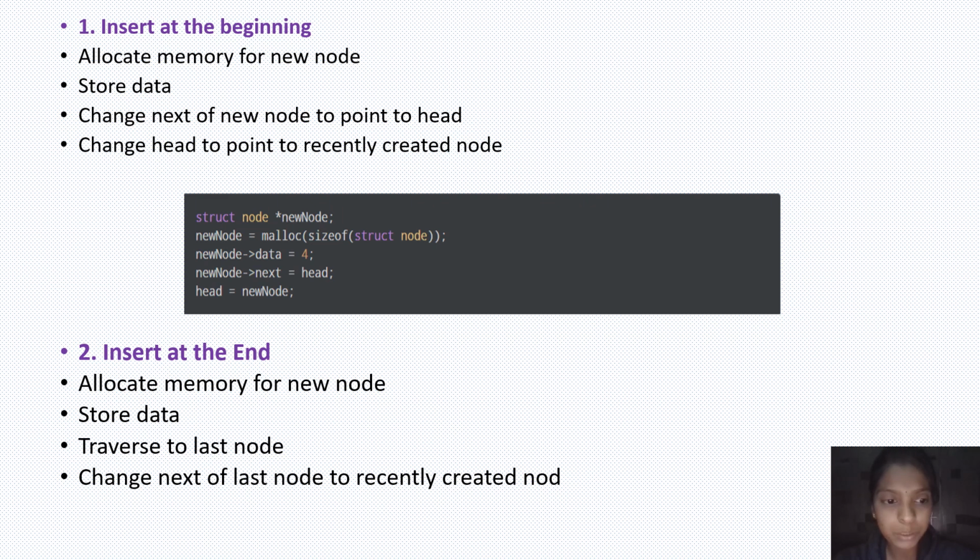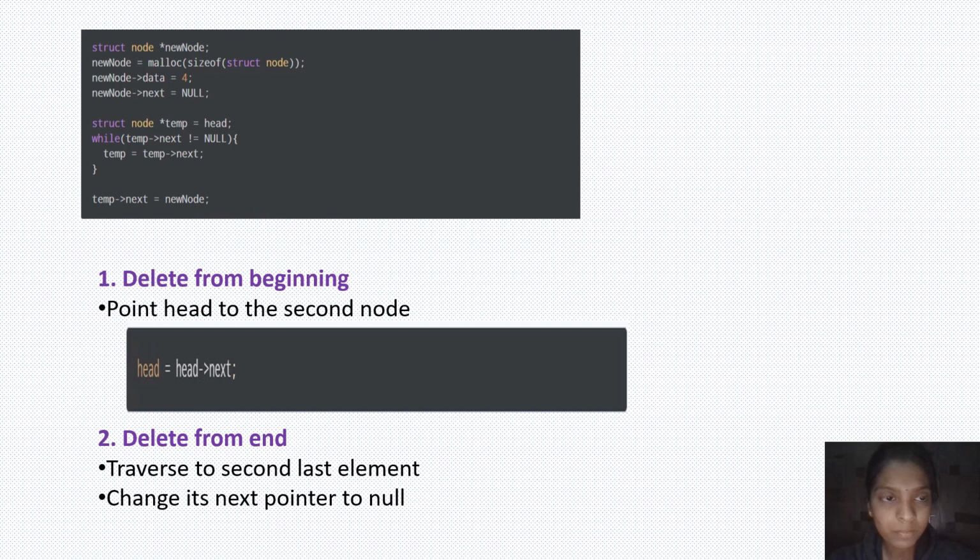Allocate memory for a new node, we have to store the data, traverse to the last node, and change next of the last node to the recently created node. Here is an example for it. Next one is deleting from the beginning. Point head to the second node. We have to point the head to the second node, that is head = head->next. This is a simple example for deleting from the beginning. And the next one is deleting from the end.